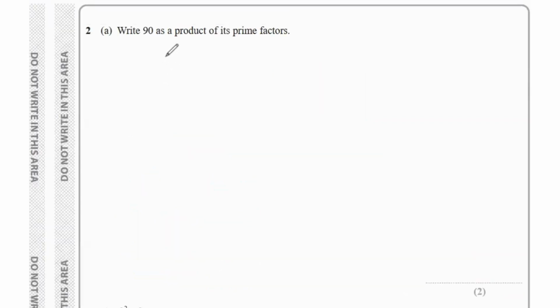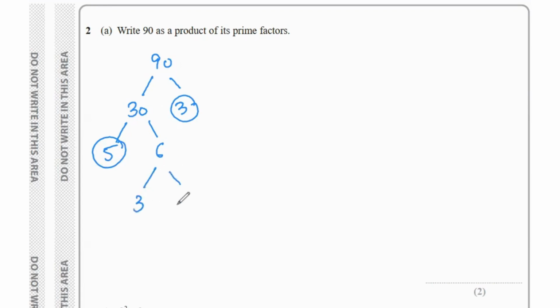Next question says, write 90 as a product of its prime factors. So we draw the tree diagram, split 90 into 2 factors. I'm going to pick 30 and 3. 3 is a prime number, so it stays as it is. Then you split 30 as 5 and 6. 5 is a prime factor, so it remains as it is. 6 splits into 3 and 2. So as you can see, all the numbers are prime numbers, so we can't further break them down.